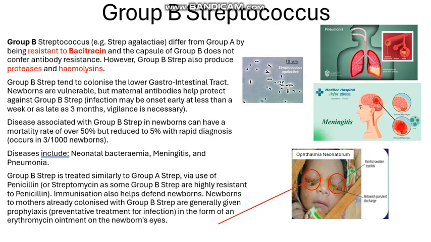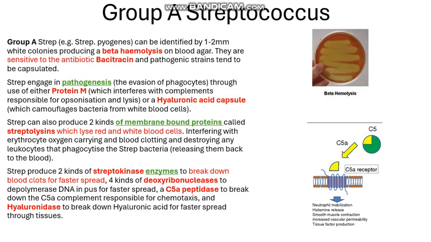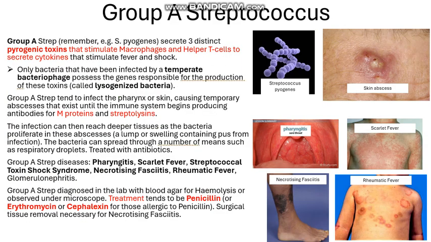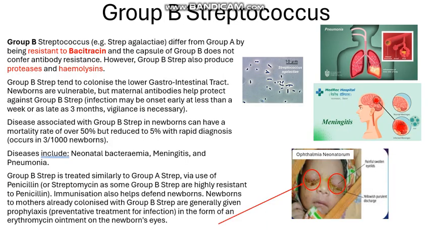And neonatal bacteremia is a disease where streptococci bacteria are infecting the eyes of mainly infants. But we have a method to treat that now, which we're going to go on to in a second. So Group B strep is treated similarly to Group A. Remember, Group A can be treated with penicillin or erythromycin or cephalexin. Group B can also be treated with penicillin or streptomycin.